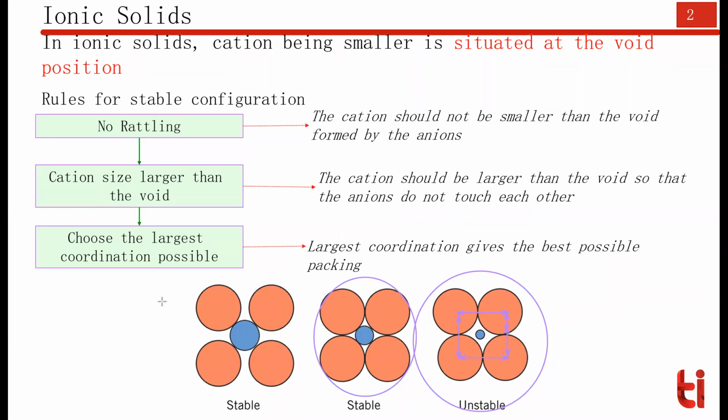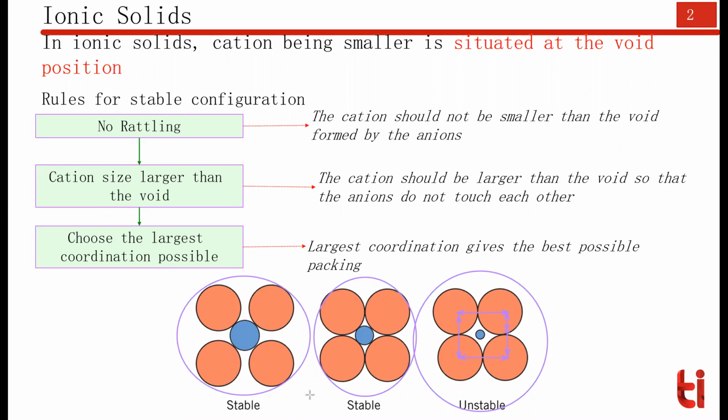And if you refer to the third possible configuration, where you have an even larger anion, in the middle of the valley created by 4 cations. Now in this configuration, you can see none of the cations are in physical contact with each other. So this configuration is most stable.